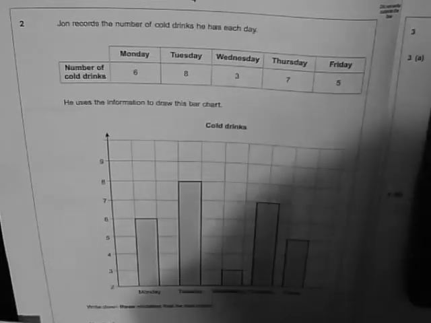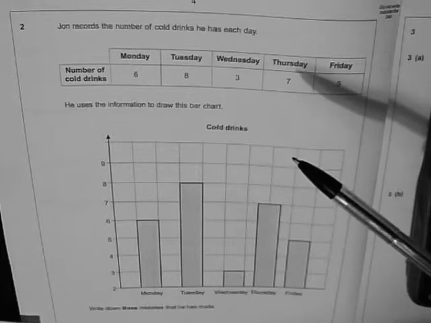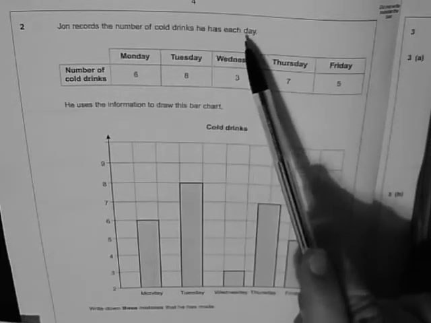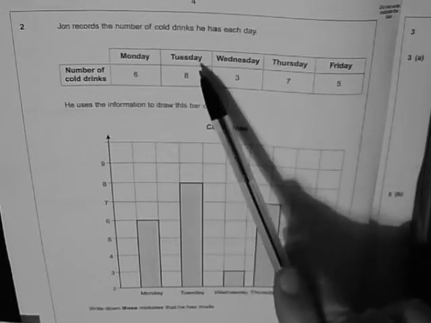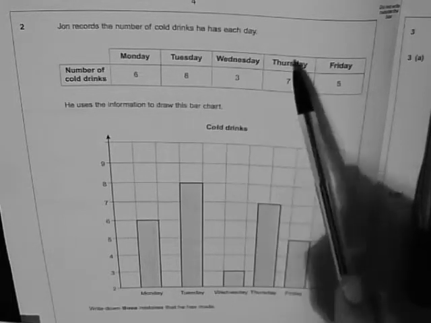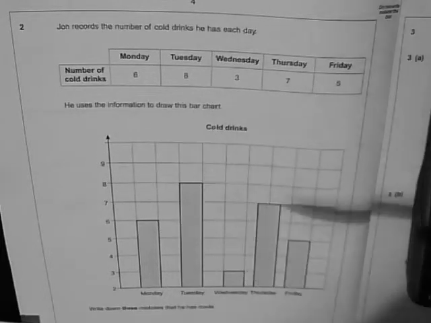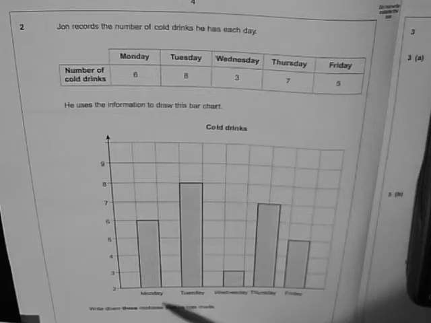Question 2. Again, the most important thing is to read the question and really understand what it's asking you. John records the number of cold drinks he has each day. So this means on Monday he had 6, on Tuesday 8, on Wednesday 3, on Thursday 7, on Friday 5. He uses the information to draw this bar chart, and we need to find 3 mistakes that he has made.